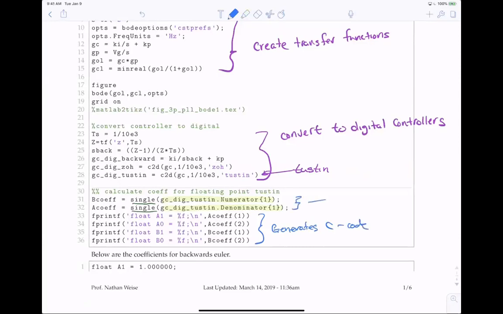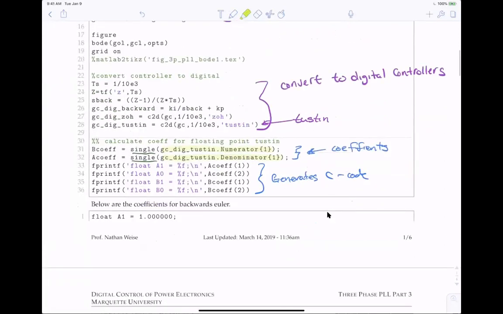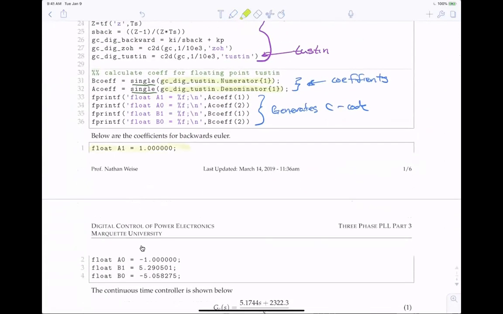These are the coefficients. Again, these generate the coefficients and print them out. Let's take a look and see what it prints out. It prints out these floating point numbers in text right on the screen. You can copy and paste this directly into your C controller code when you're developing it.